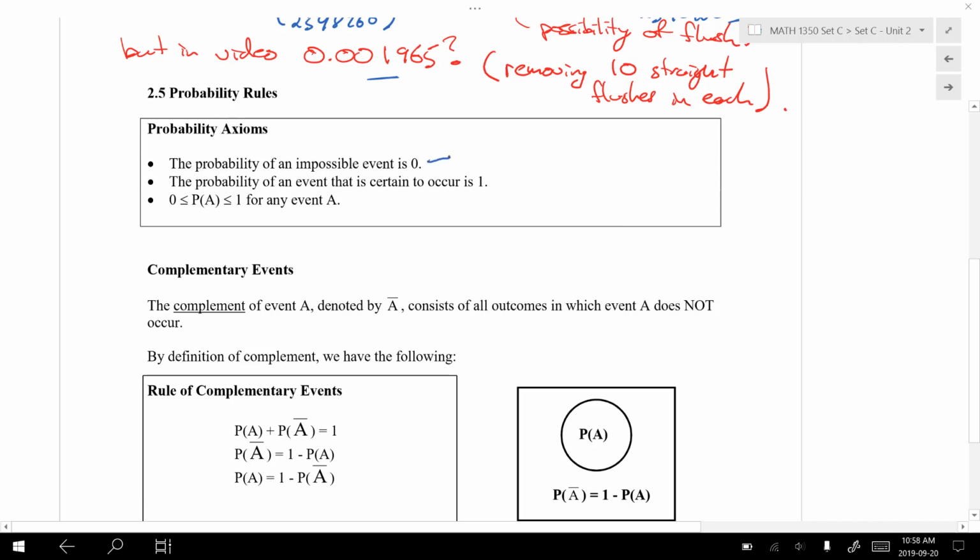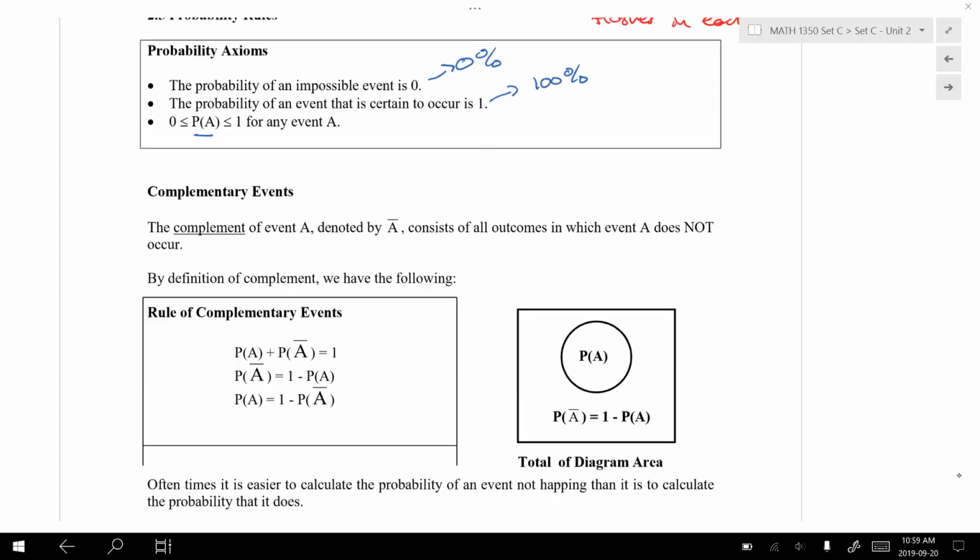Let's go through them. So if an event is impossible, we'll say it has probability 0, or maybe 0%. Something's not going to happen, 0%. Something that's certain to happen, something that will for sure happen, is 100% likely, or probability of 1. For the rest, that leaves us that the probability of any event A that we're interested in will have a probability between 0 and 1 inclusive. So these are axioms. These are things that we decide or define right on the top, and we'll use them in what follows.